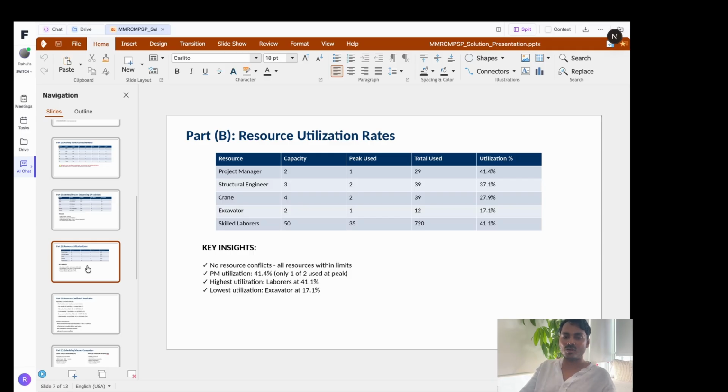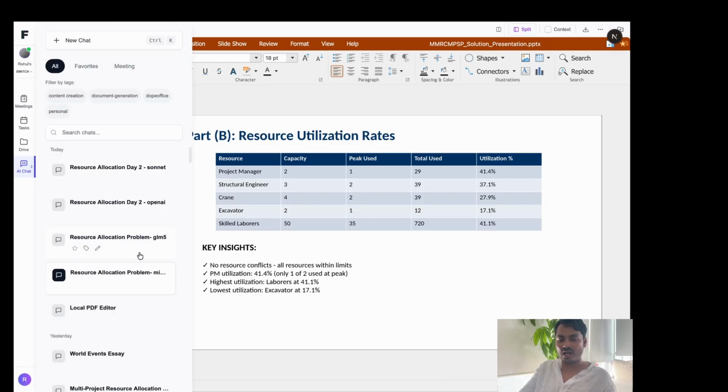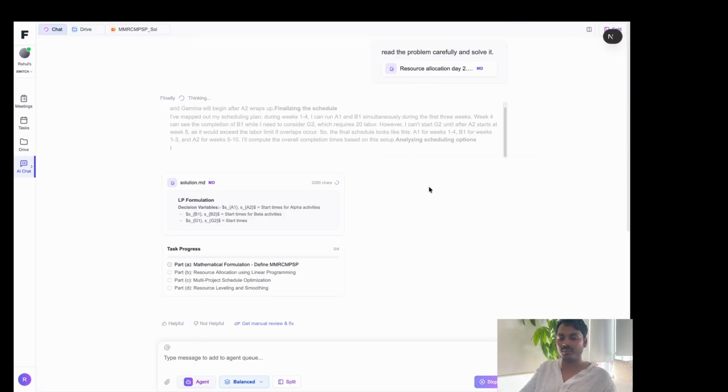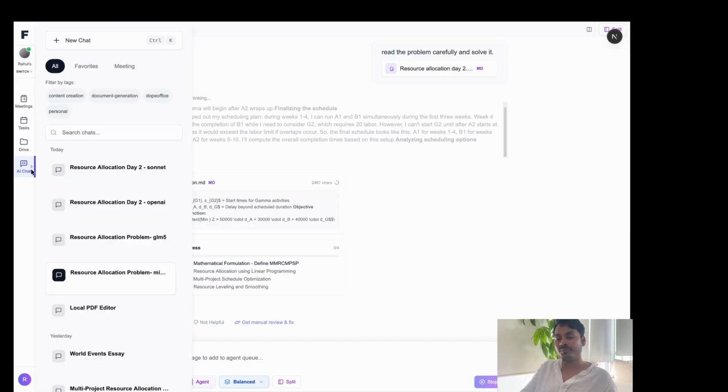So let's go back to our chat and see how our agents are doing. So Minimax is still taking some time. Minimax is a great model. It is faster, so that means that it can solve the problem really fast, and the quality of this model compares really well against agentic models like GLM5 or even Opus.